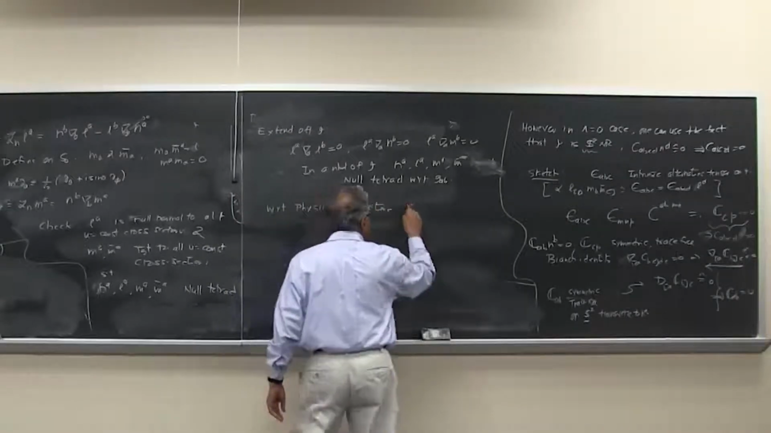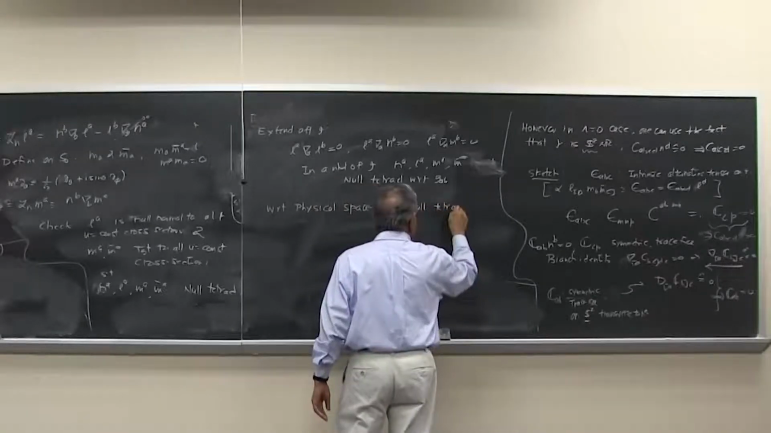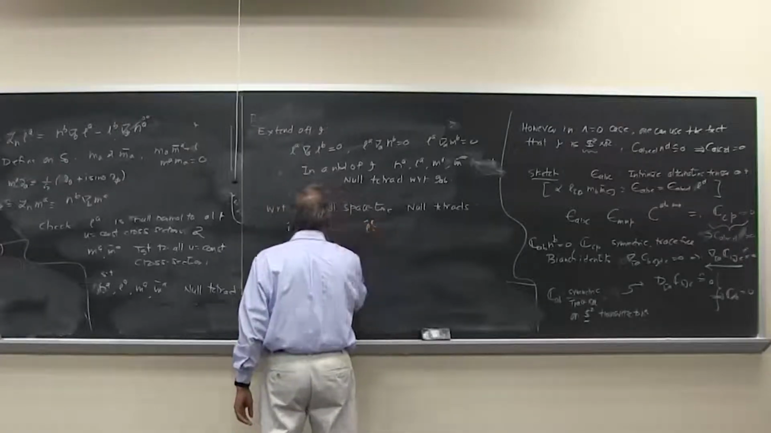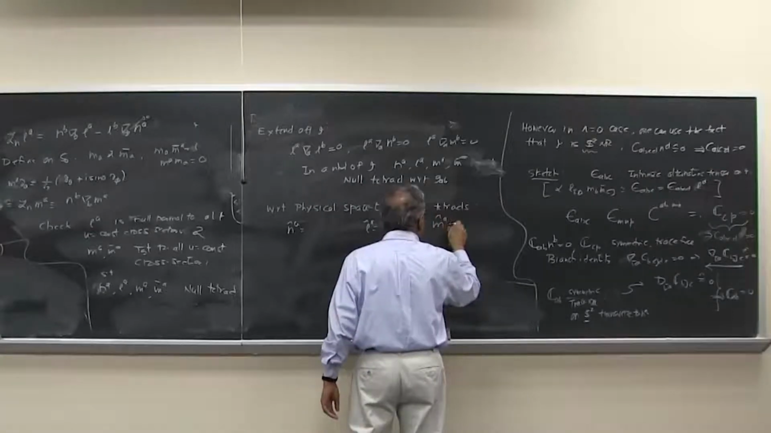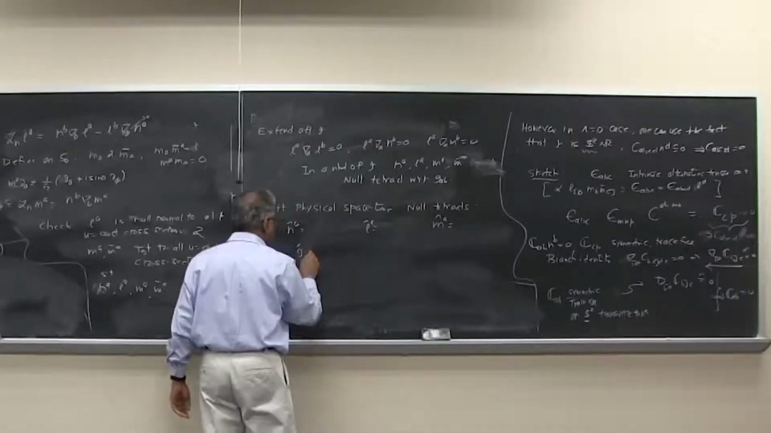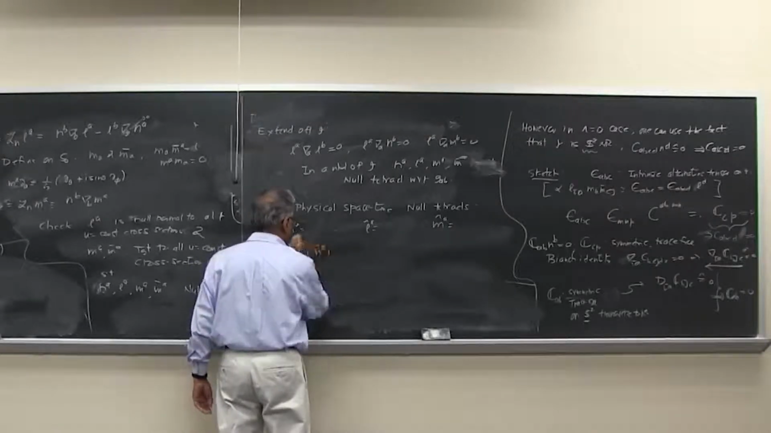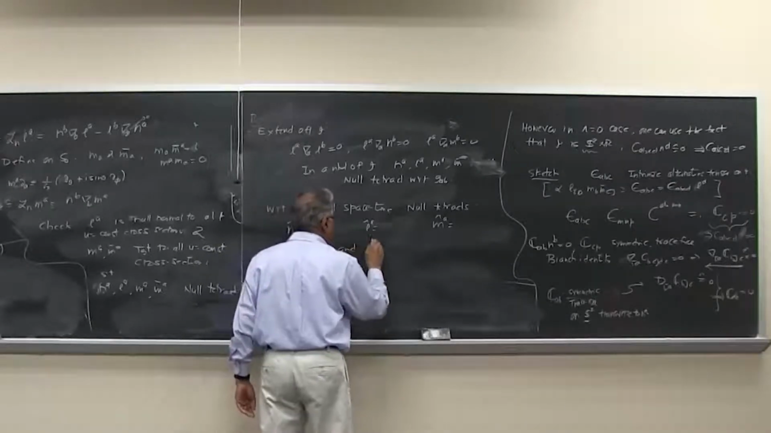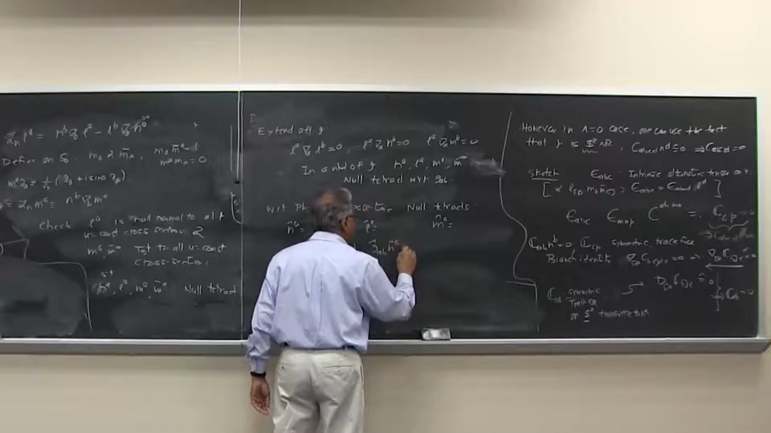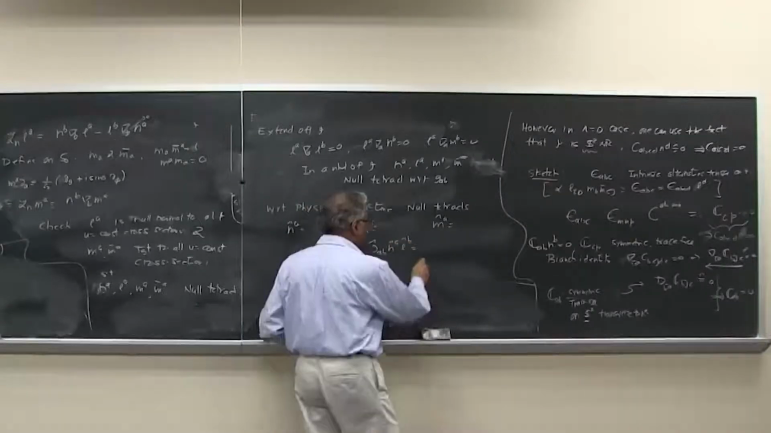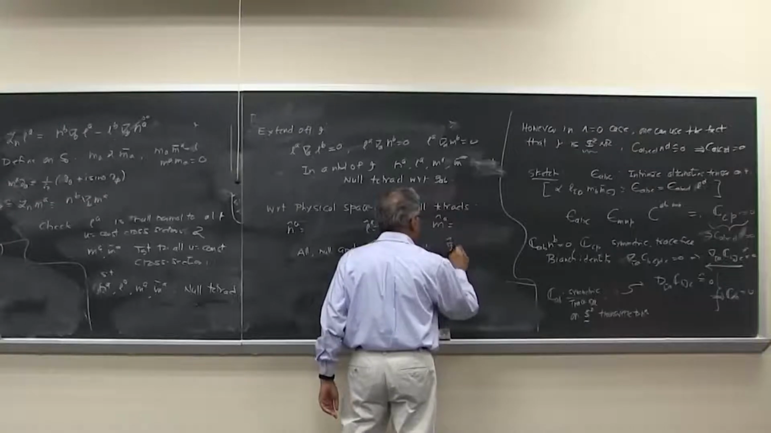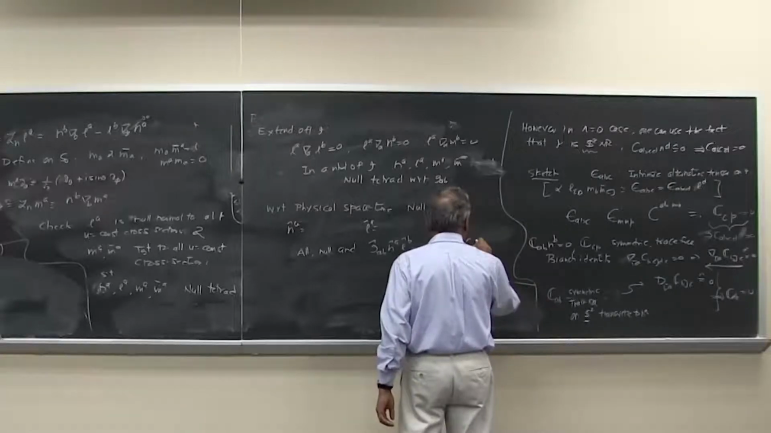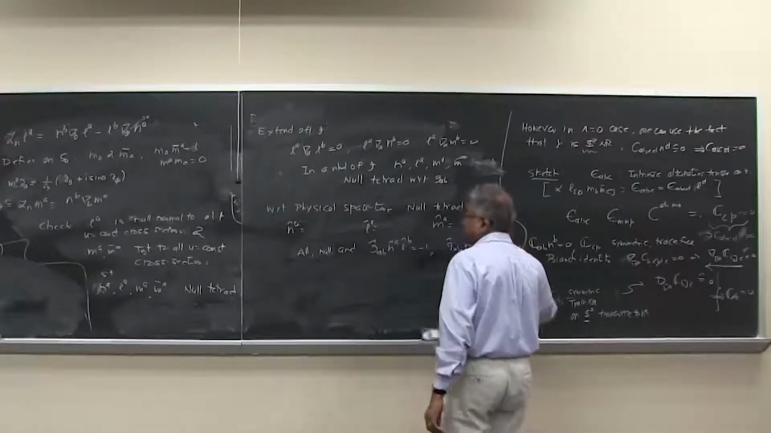We also have a null tetrad. They are going to be equal to n hat^a, l hat^a, m hat^a and m bar hat^a, such that g hat_ab n hat^a, all null, and g hat_ab n hat^a l hat^b is equal to -1, and g hat_ab m hat^a m bar hat^b is +1, all others are 0.